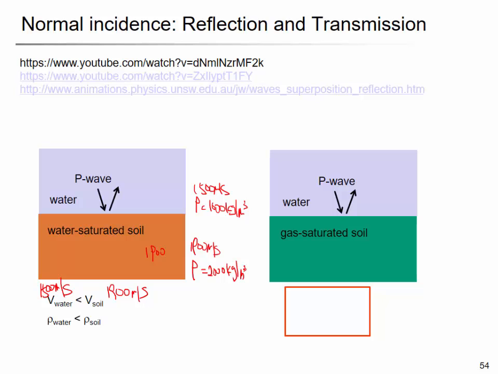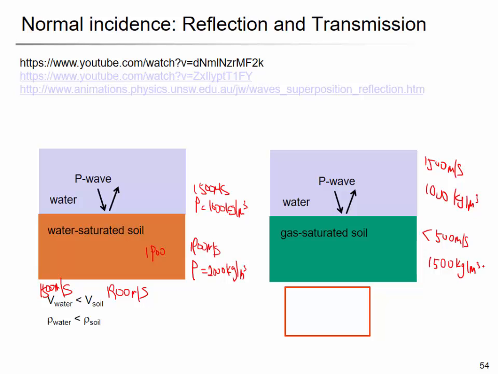So you have a P wave going from the soft material to the stiff material, right? In this case. What about in the gas saturated soil? P wave velocity is still about the same, right? 1500 meters per second, 1000 kilograms per cubic meter. And the gas saturated soil is less than 1000, maybe 500 meters per second. And the density, how much would that be? About 1500.